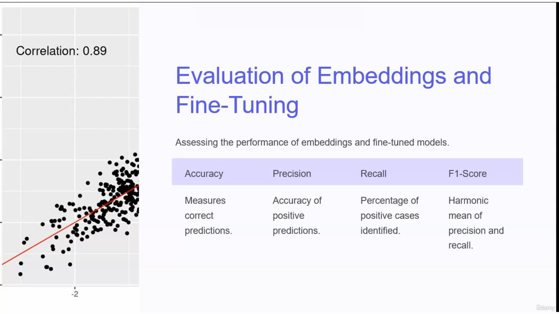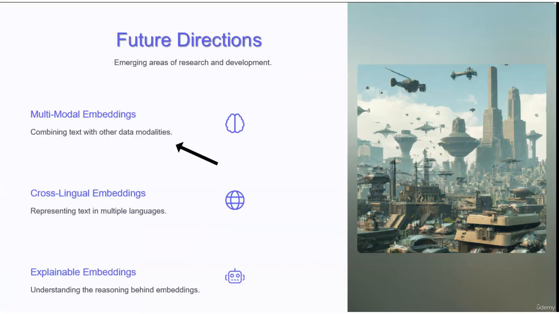Third is recall. It shows the percentage of positive cases correctly identified. For example, evaluating how well a medical diagnosis model identifies all cases of a particular disease. Last is F1 score. This is the harmonic mean of precision and recall, providing a balanced evaluation. This metric is crucial in scenarios where both false positives and false negatives have significant consequences, such as fraud detection.